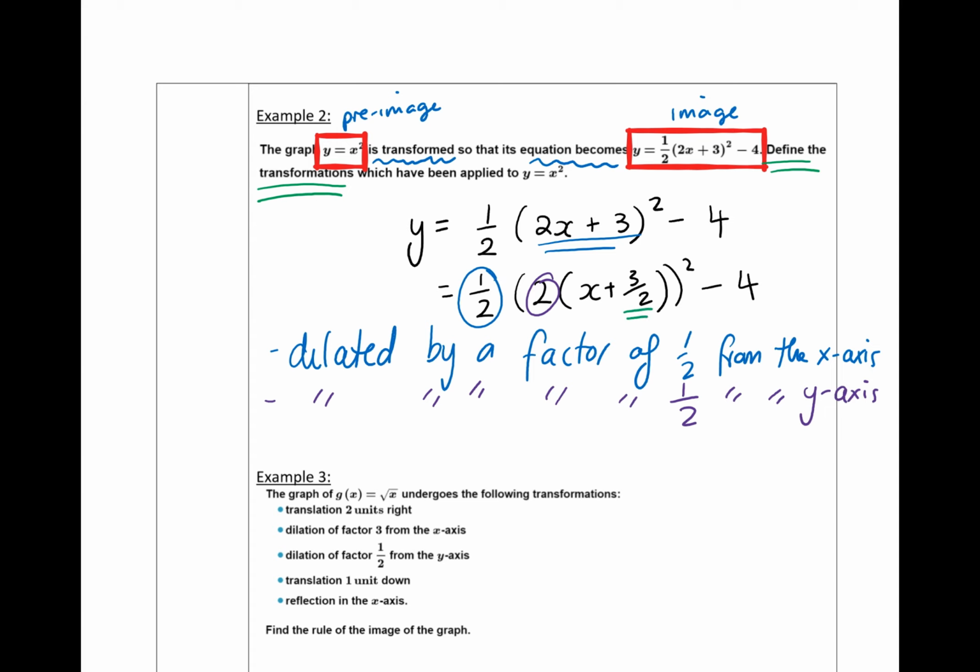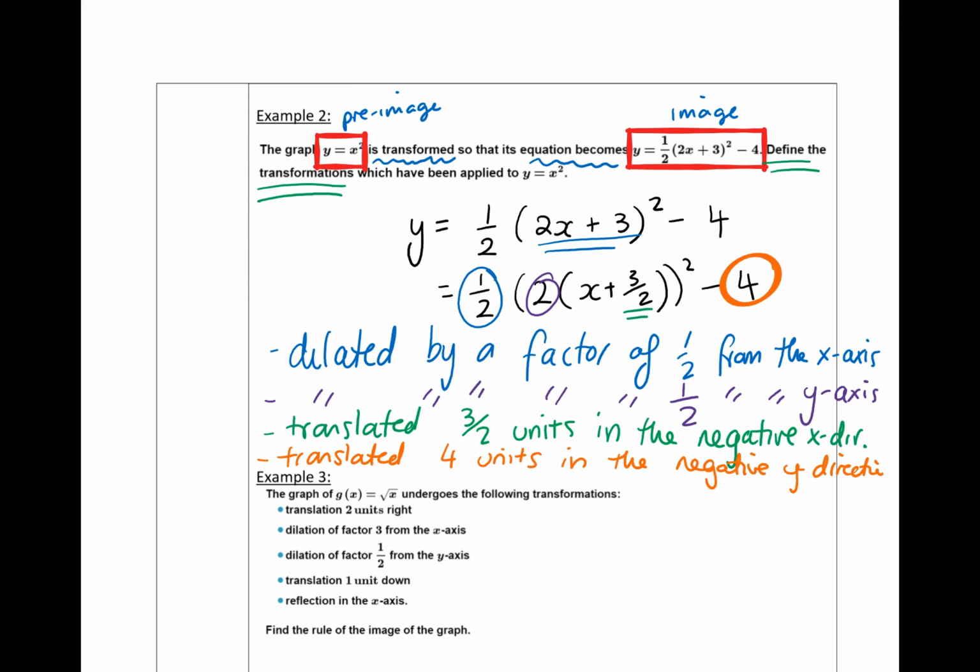It's been translated 1.5, so 3/2 units, in the negative x direction. Now why is it in the negative x? Because there's a plus there. So this must have been x minus -3 on 2. It's also been translated 4 units in the negative y direction.